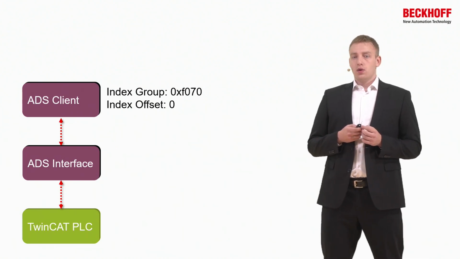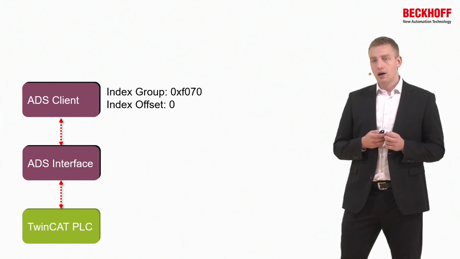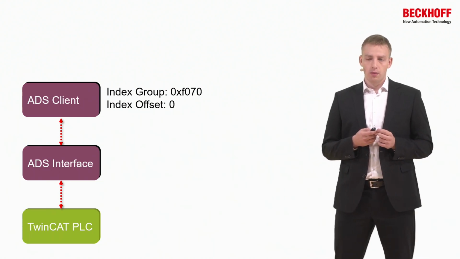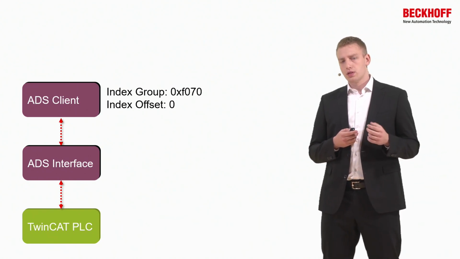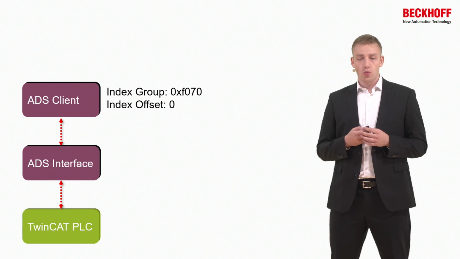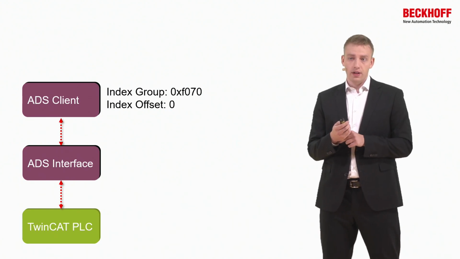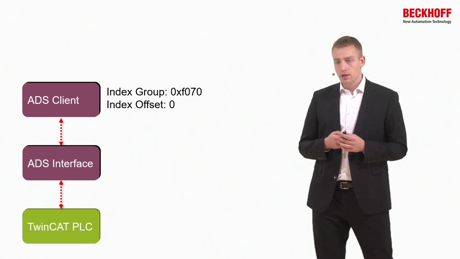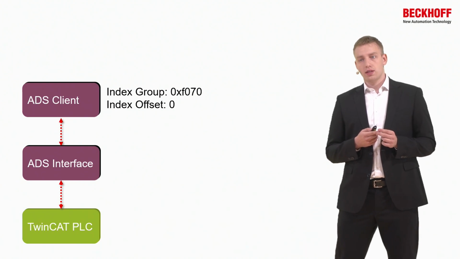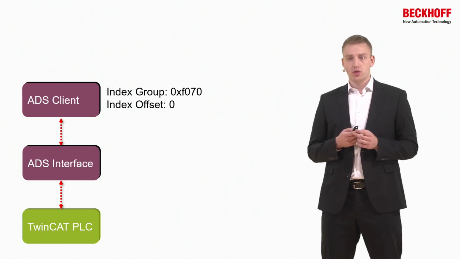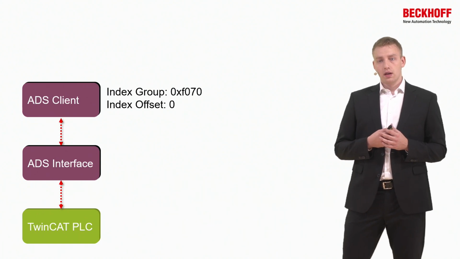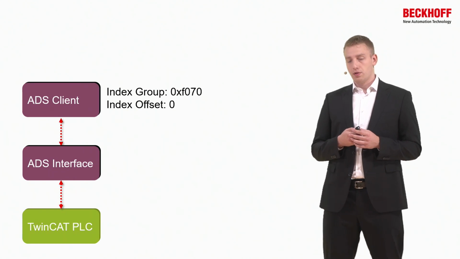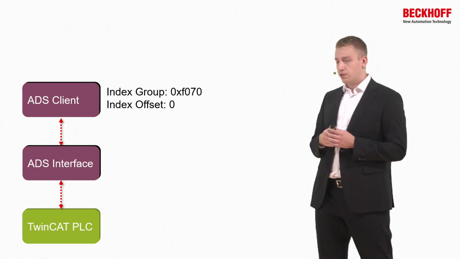So for completeness, we also want to discuss how the access via ADS worked exactly. So an ADS client would do an ADS write request to the ADS interface, and the part to be written in the ADS write is the request JSON, and the part to be read is the response JSON that the PLC sends back to the ADS client. And the ADS read write has to be processed on a specific index group index offset combination.